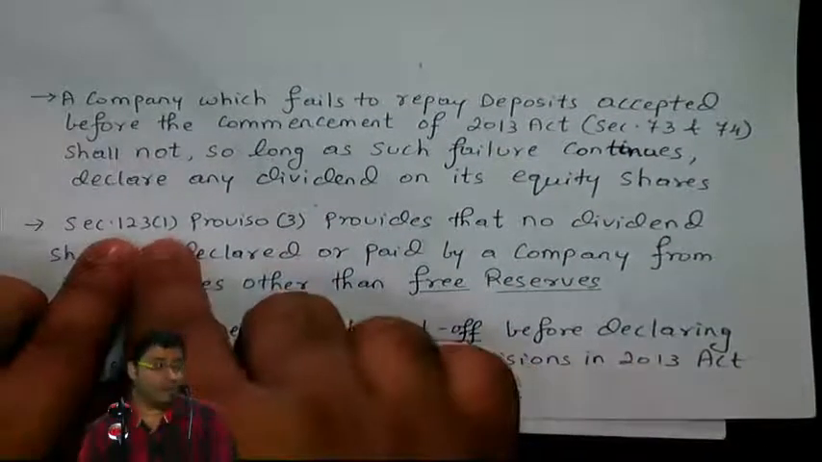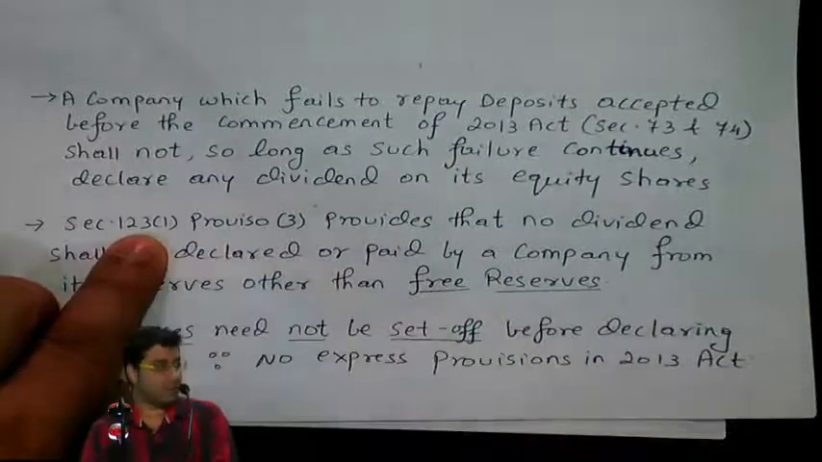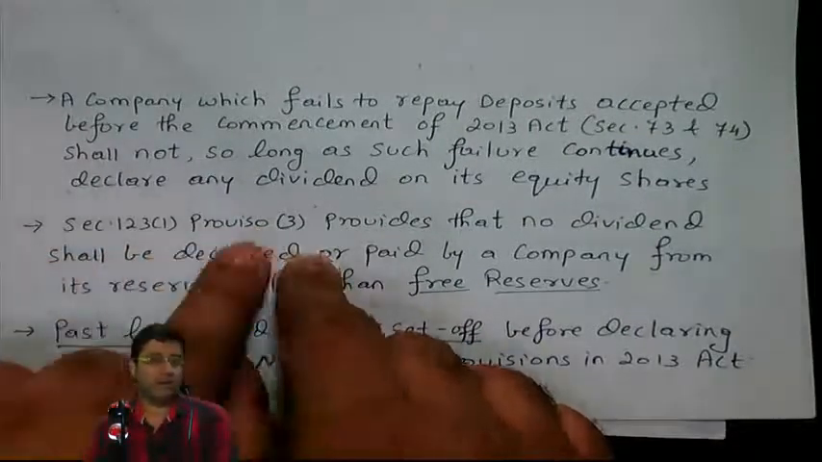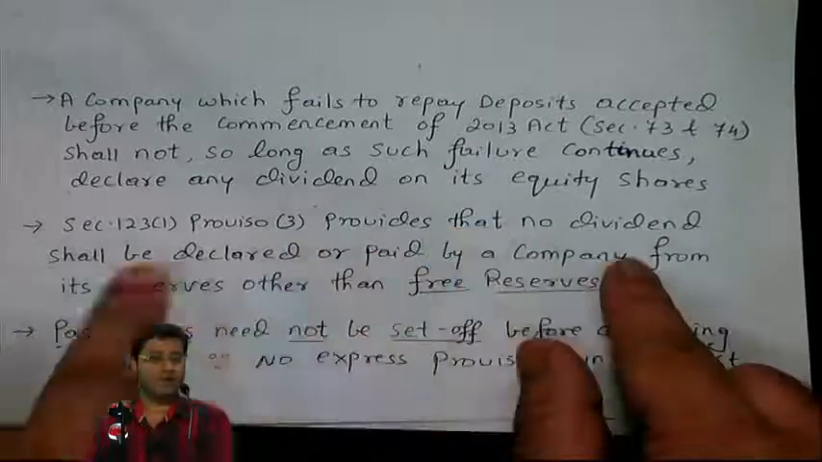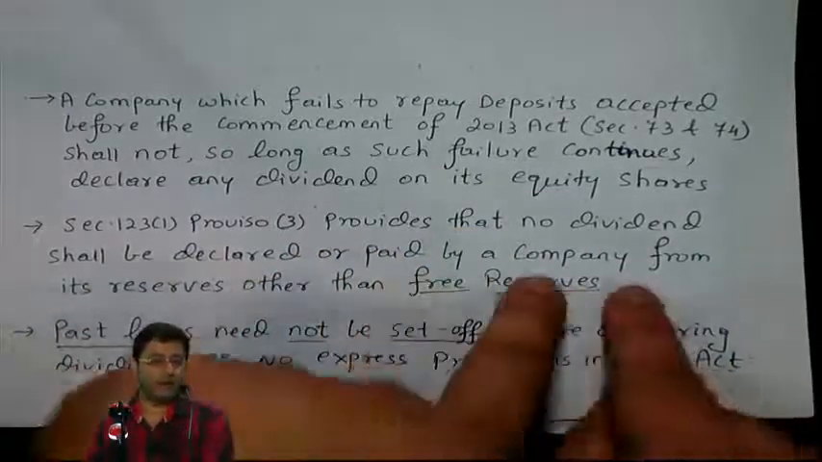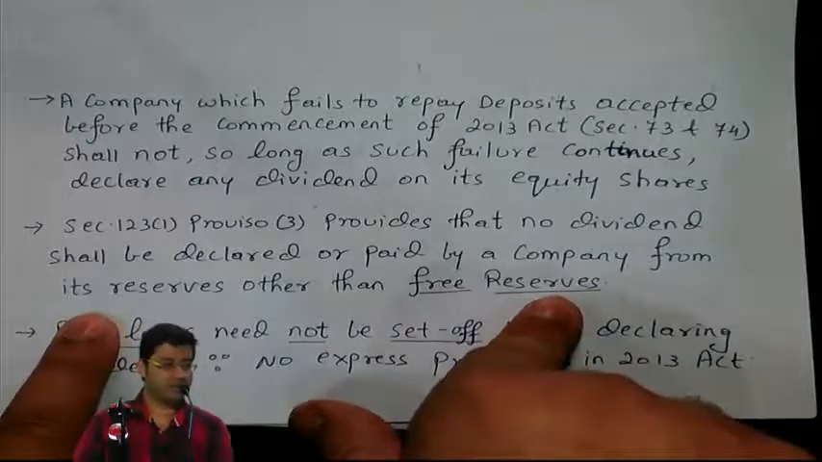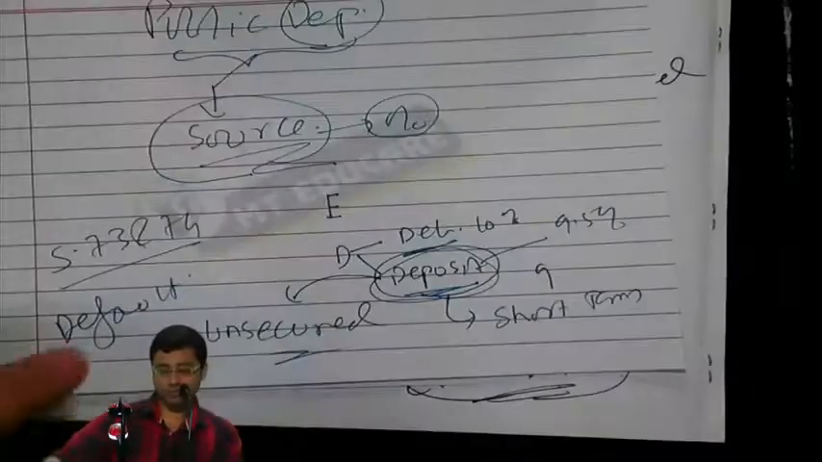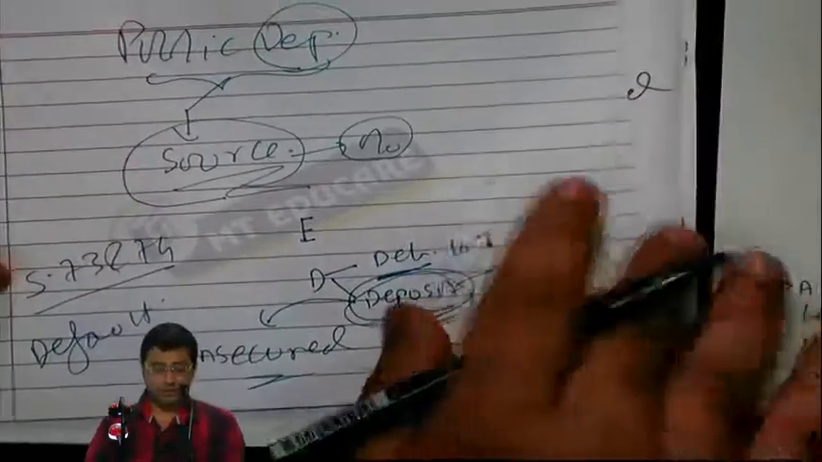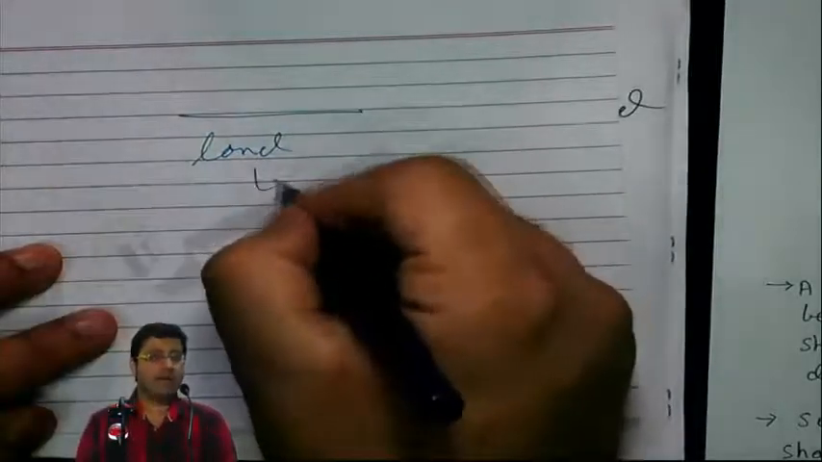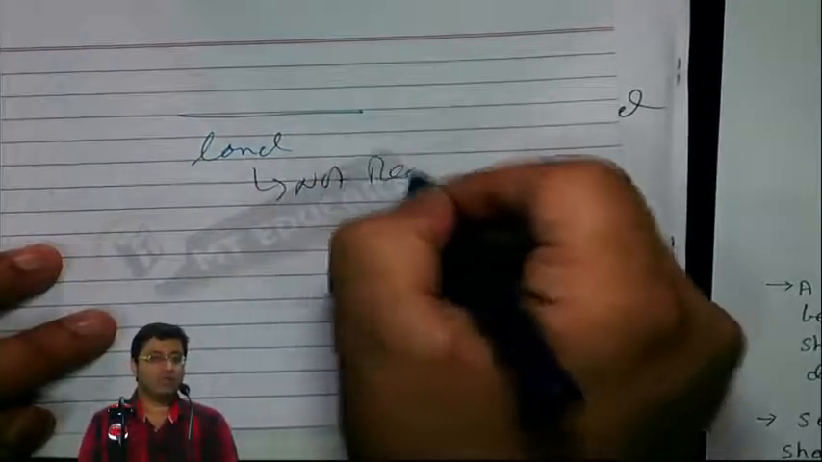Section 123 subsection 1, of course all are new sections only. Proviso number 3, so very detailed we are discussing, provides that no dividend shall be declared or paid by the company from its reserves other than free reserves. If I want to ask you a question on this point, let me tell you that the company had a small piece of land. It had a land and this was not required for its business.